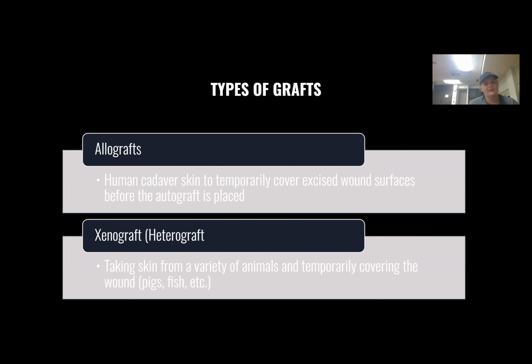All right, so there are different types of skin grafts. You have temporary skin grafts, and then you also have permanent skin grafts. We're going to go into the temporary skin grafts first of all, and these are allografts. So this is when human cadaver skin is used to temporarily cover an excised wound. And so the skin is placed over the wound, and it is only placed there for a short amount of time. And then the last one is the xenograft, and this is when you take skin from a variety of animals, and it is temporarily covering the wound, which can be seen in our study, which is an example of fish.